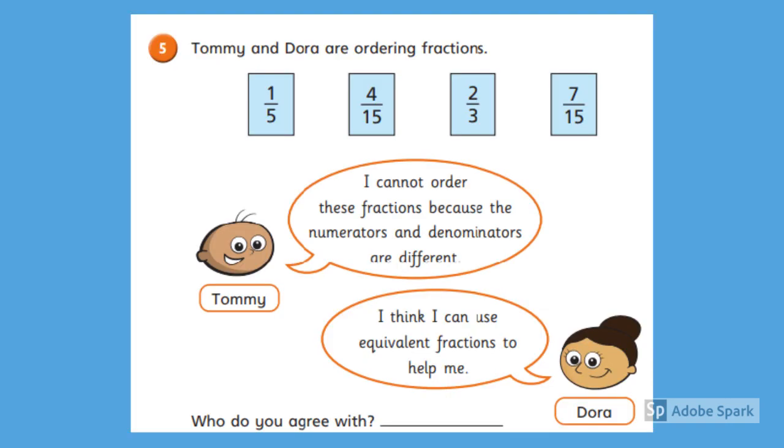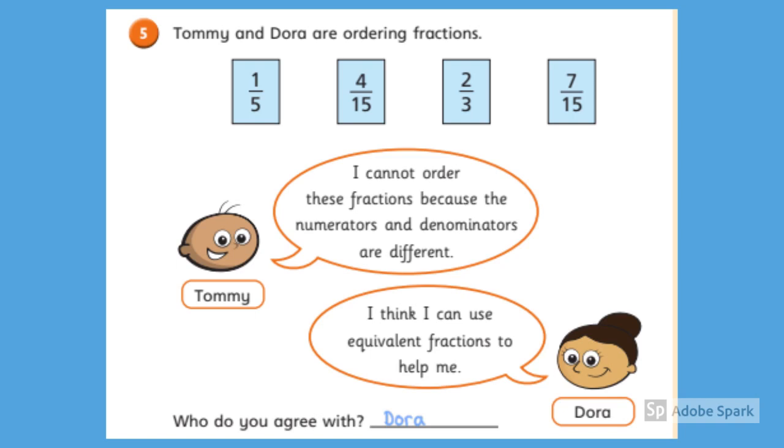Tommy and Dora are ordering fractions in question 5. Tommy says, I cannot order these fractions because the numerator and denominators are different. And Dora says, I think I can use equivalent fractions to help me. Who do you agree with? Take a look at the denominators and see if you can find an equivalent fraction. Pause the video here while you have a go.